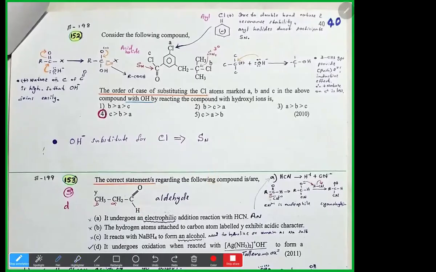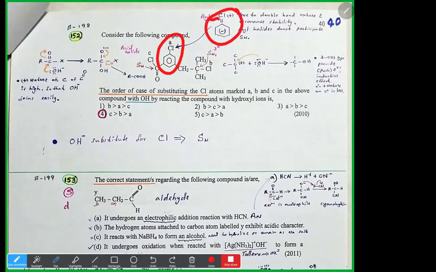All right, 152. With OH minus, the order of substitution of chlorine. This is the aryl halide part. This intermediate is really unstable and has double bond nature here, so you cannot break this bond. So the lowest one is A.